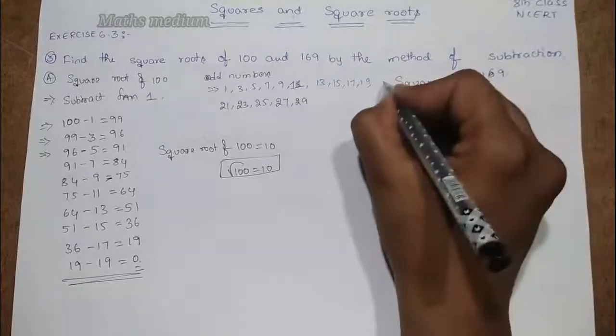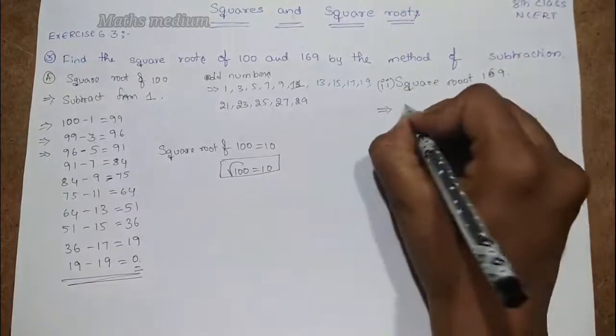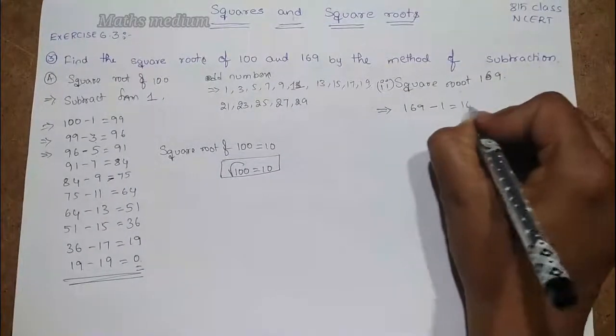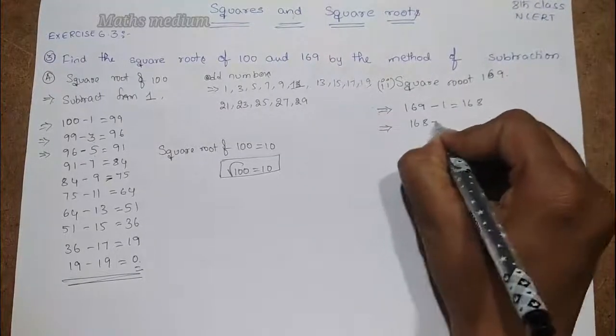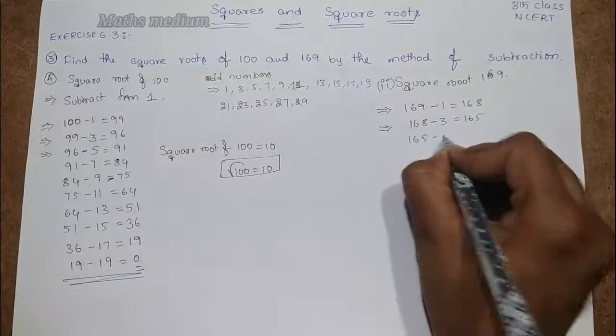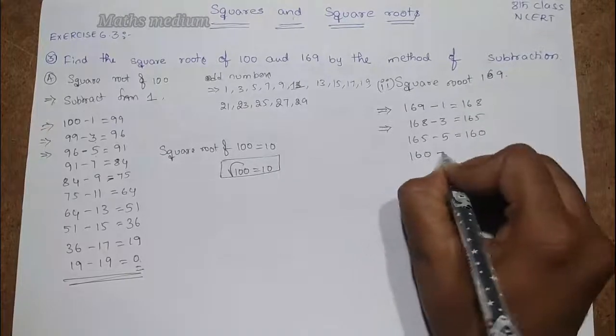Next, coming to the second one. Let's start again. 169 minus 1. We get 168. Next, 168 minus 3, 165. 165 minus 5, we get 160. 160 minus 7.